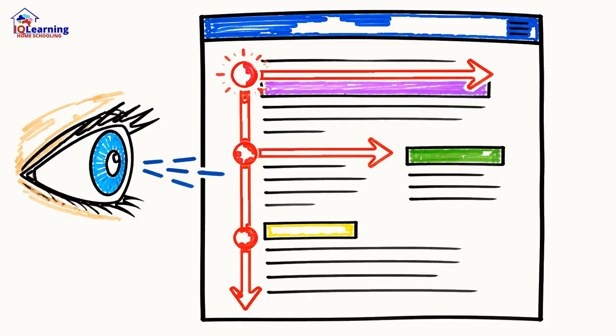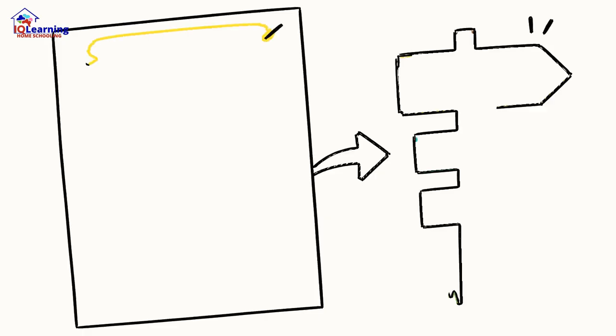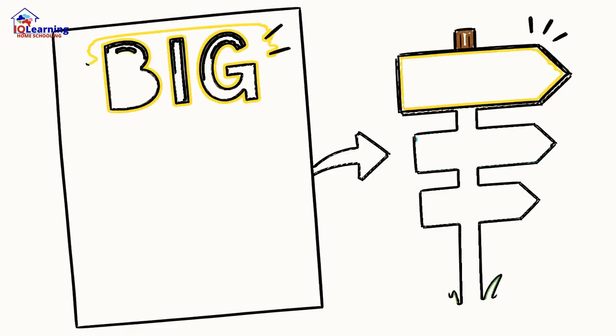This changes everything for a writer. Forget long, dense paragraphs. Think short, sharp sentences. Use bold subheadings as a map for the reader. Front-load your most critical point into the very first line.